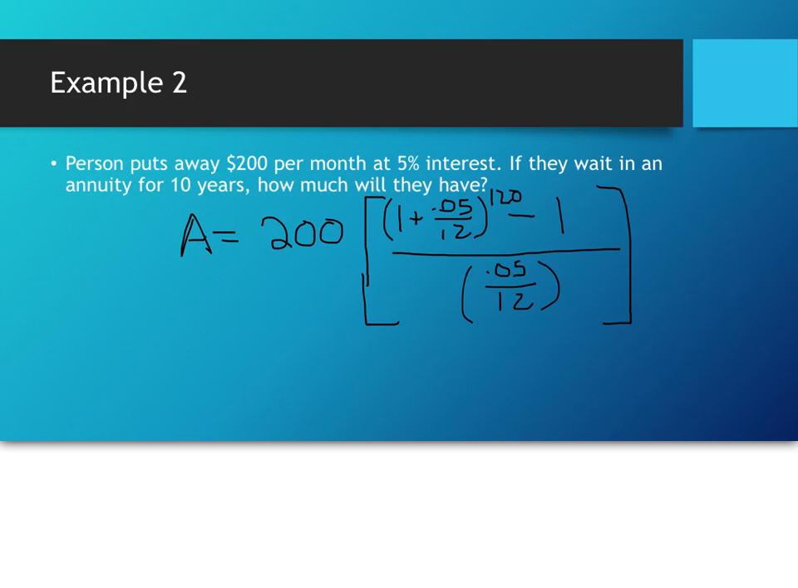So what you're saying is that the amount you'll have in 10 years, if you put away $200 a month, is $31,056.46.